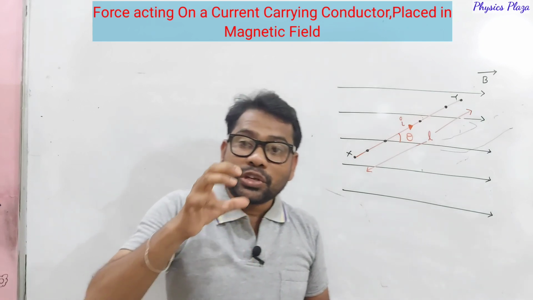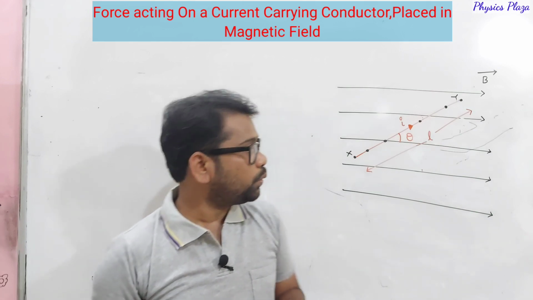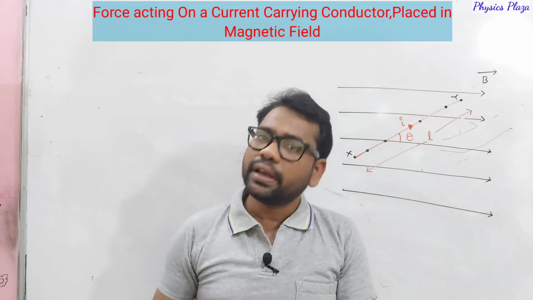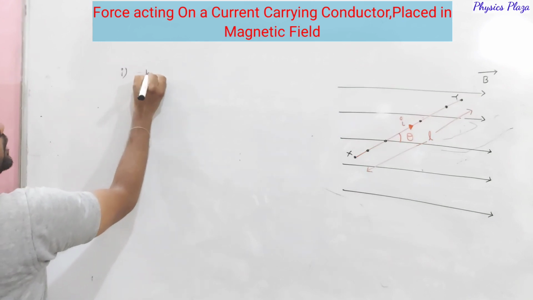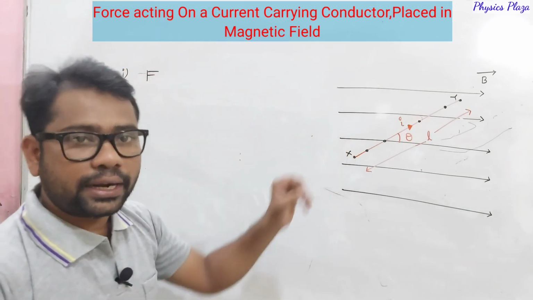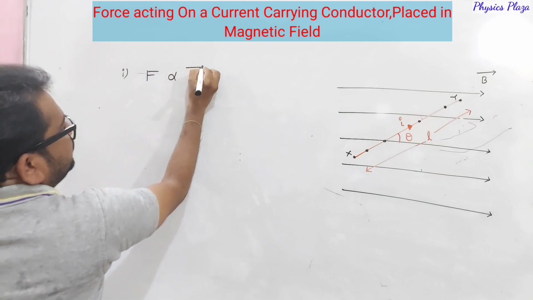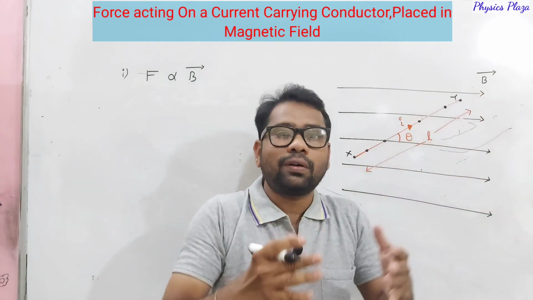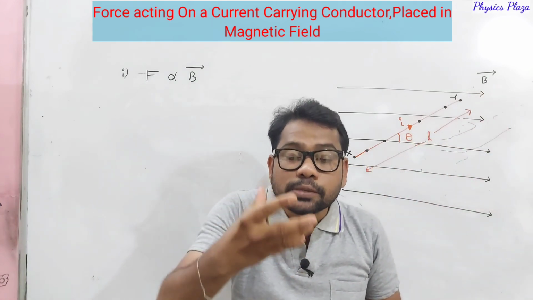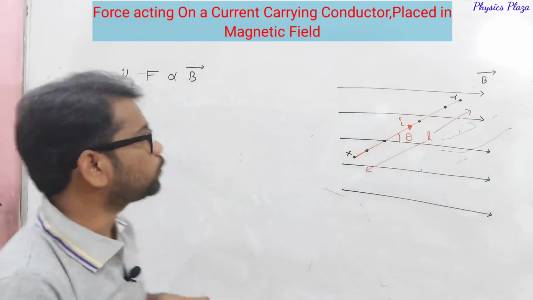Okay. But on which factor does it depend? Children, it's a very important examination point of view. It depends on actually 4 factors. Very important. What is that? First factor is that the force experienced by the current carrying conductor is directly proportional to the magnetic field strength. I mean, if this magnetic field strength is more, then obviously it experiences more force. If the magnetic field strength is less, it experiences less force.